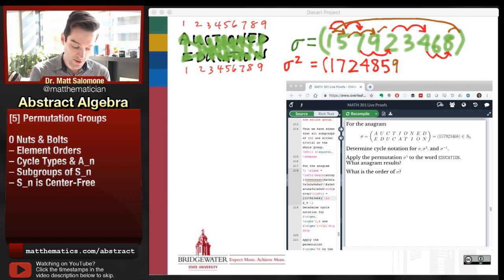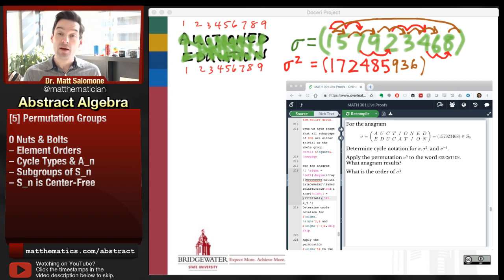9 is going to take 2 steps to its right and end up at 3. 3 is going to take 2 steps to the right, ending up at 6. And 6 is going to take 2 steps to the right, but those 2 steps to the right are going to take me back to 1. And the fact that I land back at 1 means that my cycle has completed. So cycle notation for sigma squared turns out to be another 9 cycle.